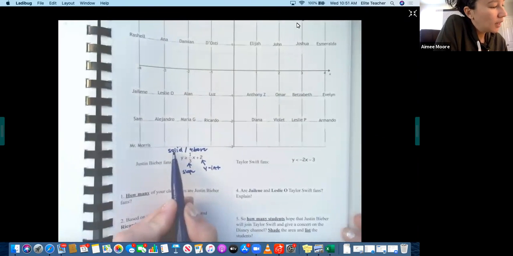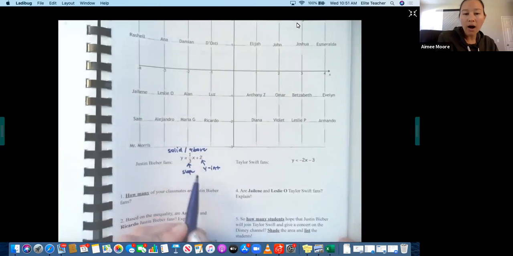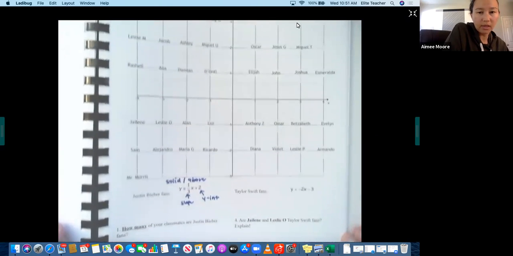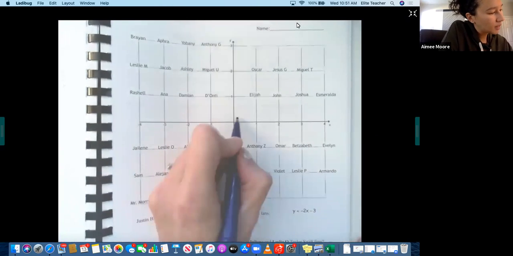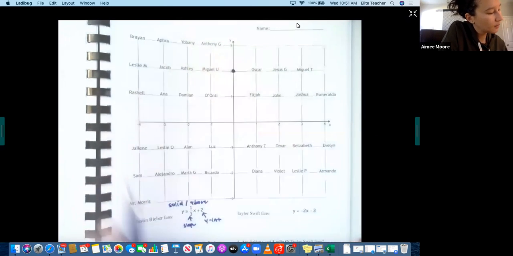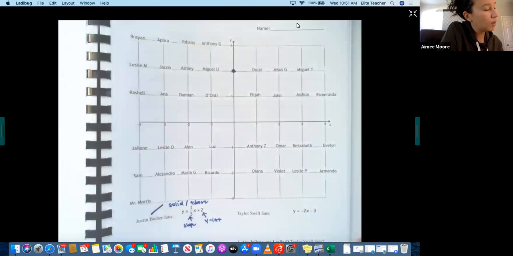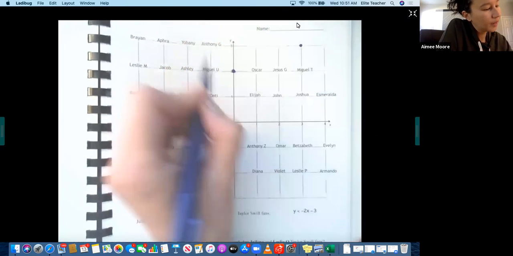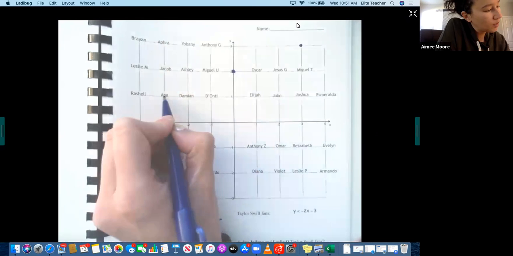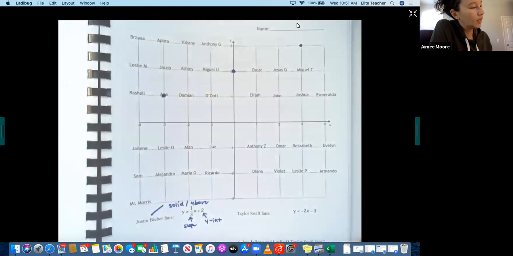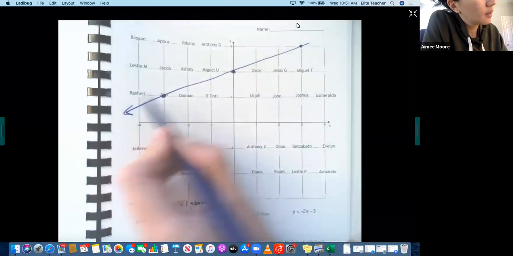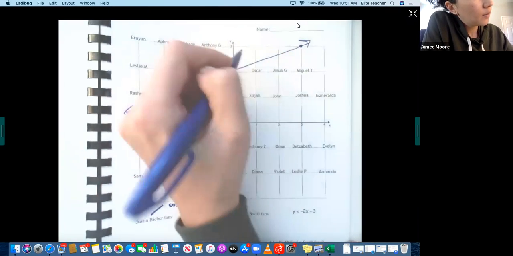So since it's solid, that means that the students on the line are Justin Bieber fans. So our y-intercept is at 2. Our slope is a positive 1/3, which means we're going up. So we go up 1, we would go to the right 1, 2, 3, down 1, left 1, 2, 3. And this is a solid line. And we're going to shade above.